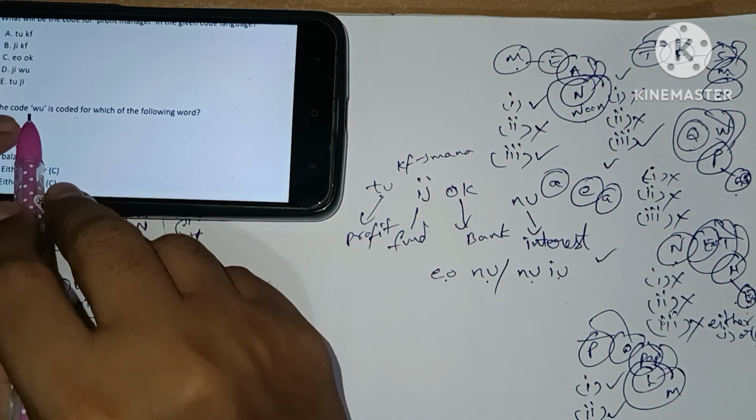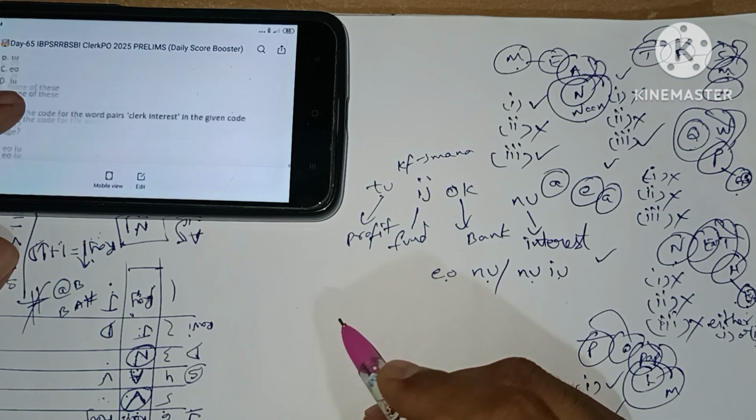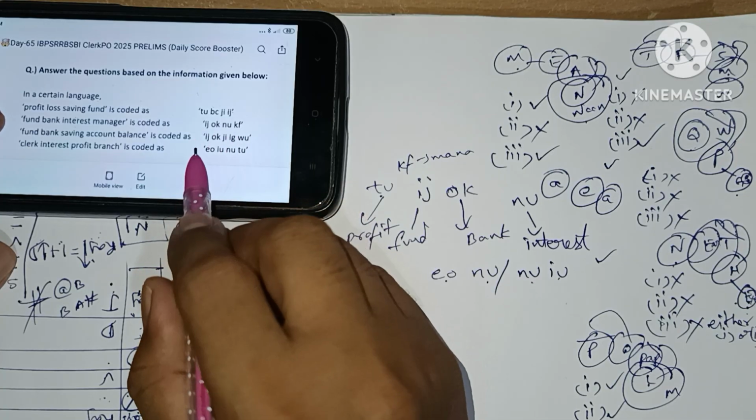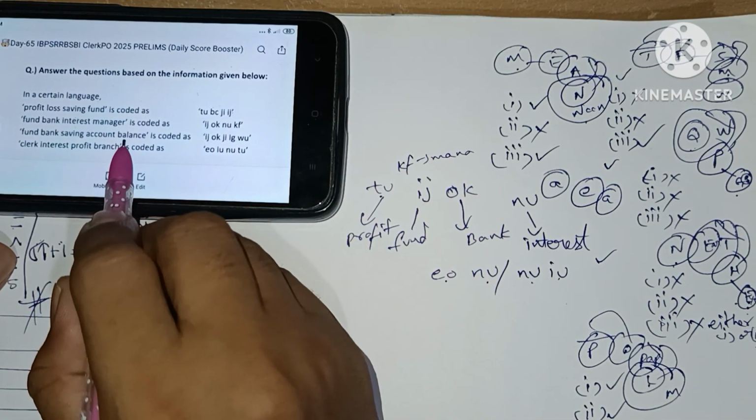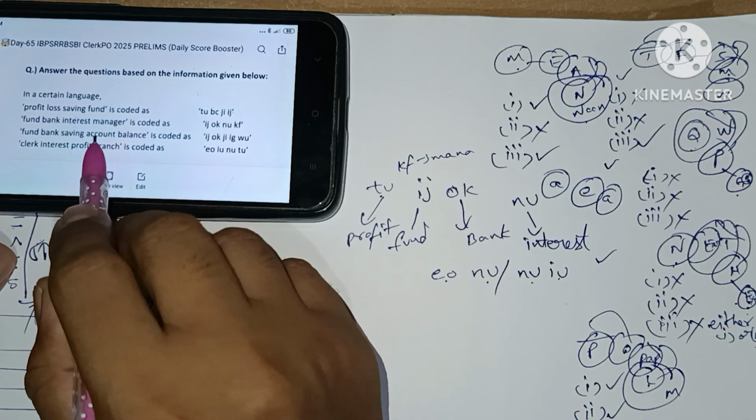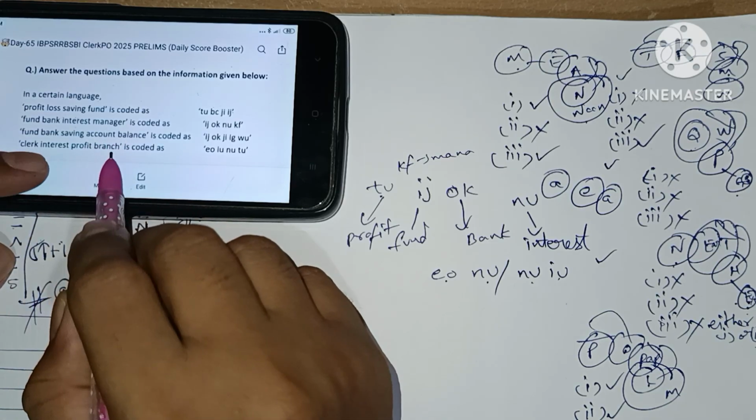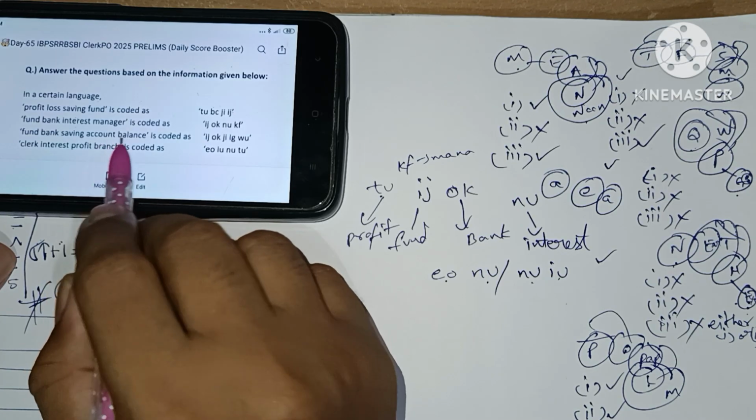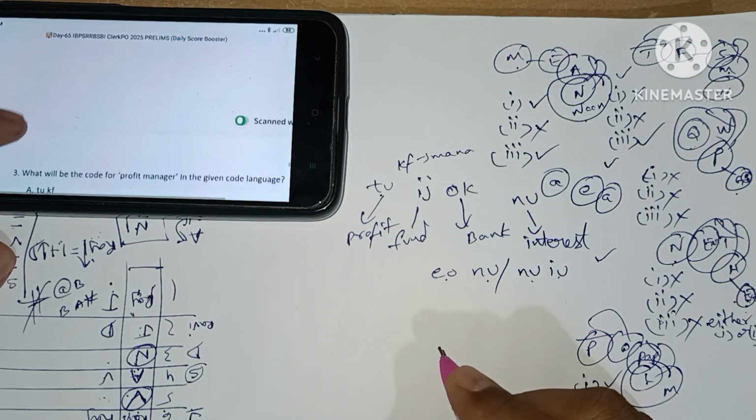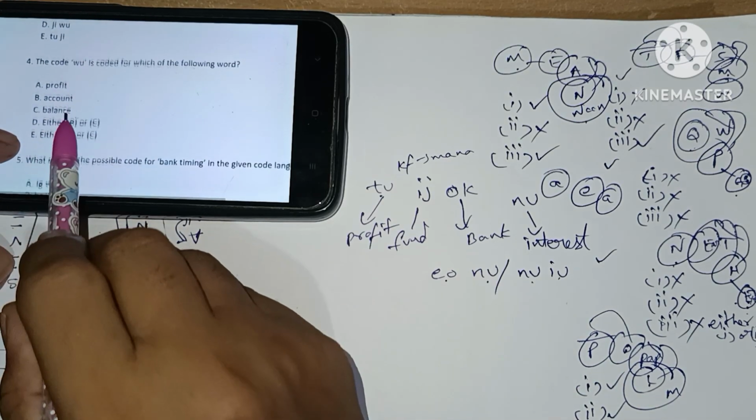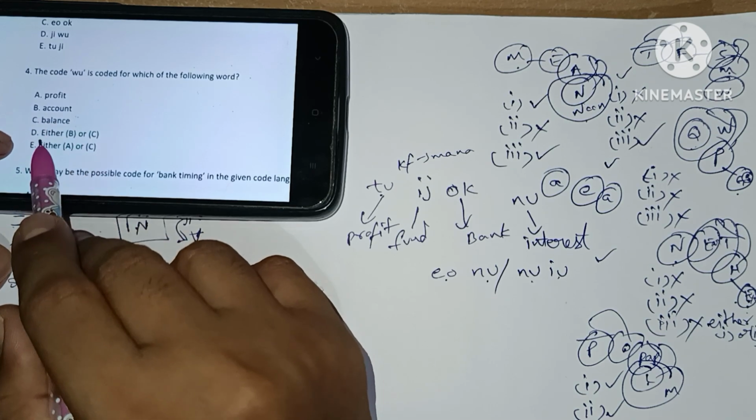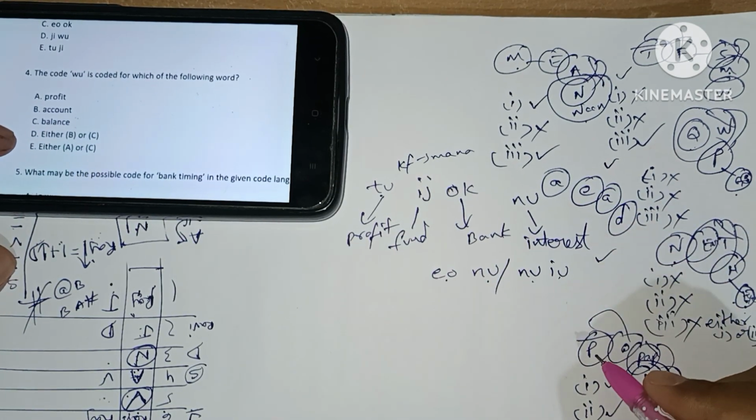Next, fourth question. What is the code for WU? W and U. We cannot see WU in any other, so it must be the single word. Balance. So it must be balance. Account. So account balance. WU must be account balance. So answer will be B or C. Option D is the answer.